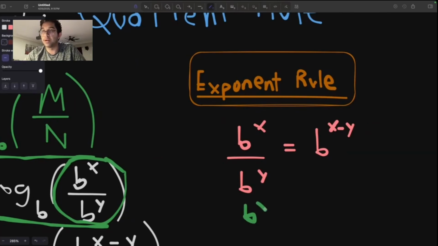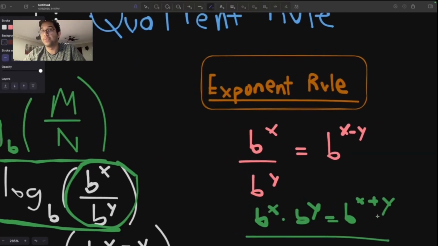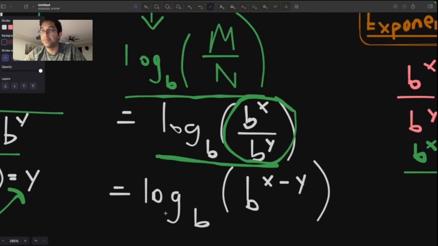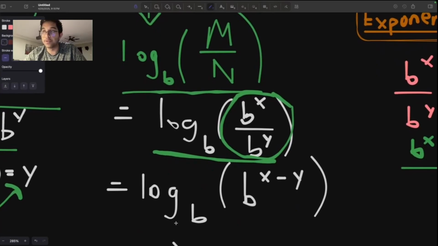Similarly, if we have b to the power of x times b to the power of y, this is simply b to the power of x plus y. That is the rule we talked about earlier. So we know that this is an exponent rule. We put that in. Again, we get the same question of the log rule.